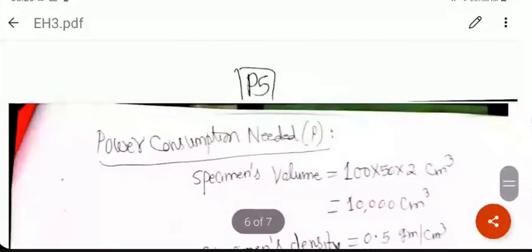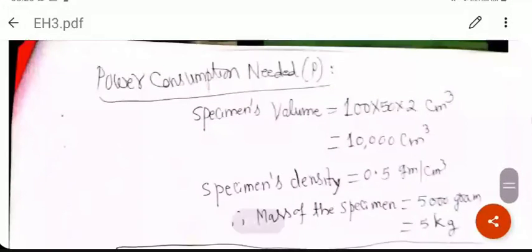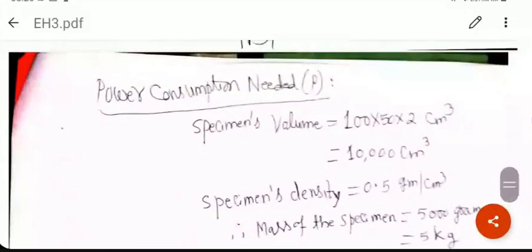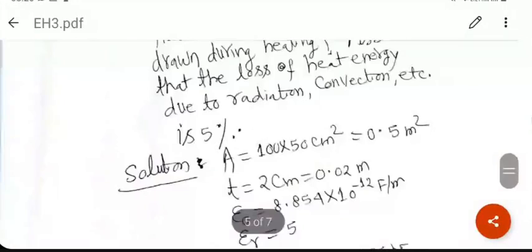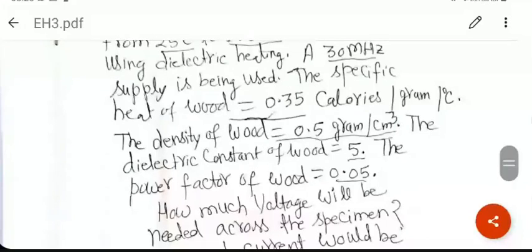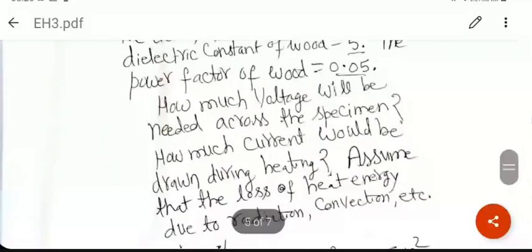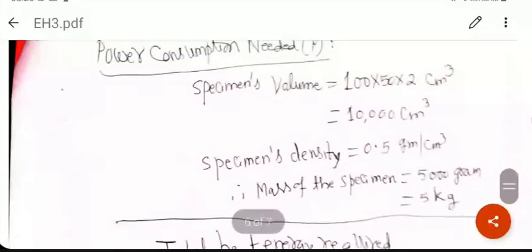Calculate the volume of the specimen, which is 100 centimeter multiplied by 50 centimeter multiplied by 2 centimeter. So result is in centimeter cube. The density of the material is also given, 0.5 gram per centimeter cube per cc. So using that, you can calculate the mass of the material because volume is known. You get the mass as 5 kilogram.